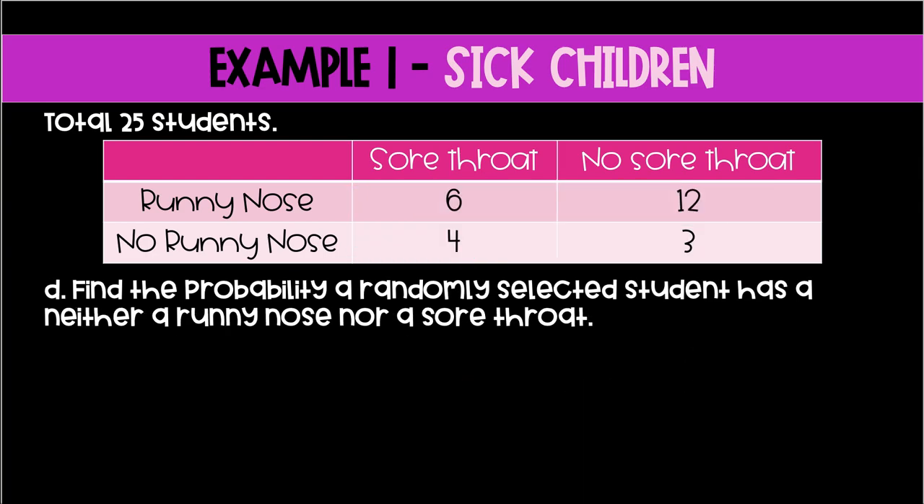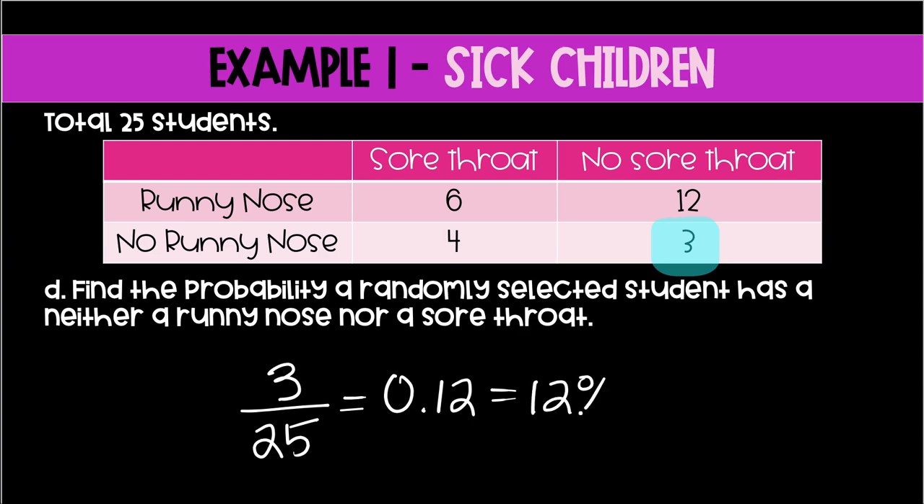If we want to find the probability when selecting a random student of getting a student that has neither a runny nose nor a sore throat, that means one of the students that have none, no sore throat, and no runny nose. We only have 3 students that do not have a sore throat and do not have a runny nose. 3 out of 25 is 0.12. What I want divided by what I can get. 12% of the students do not have a sore throat and do not have a runny nose.